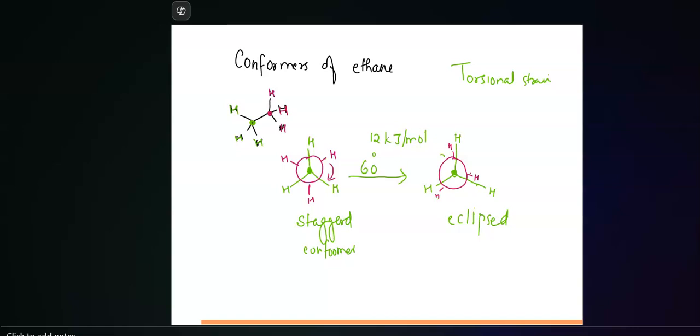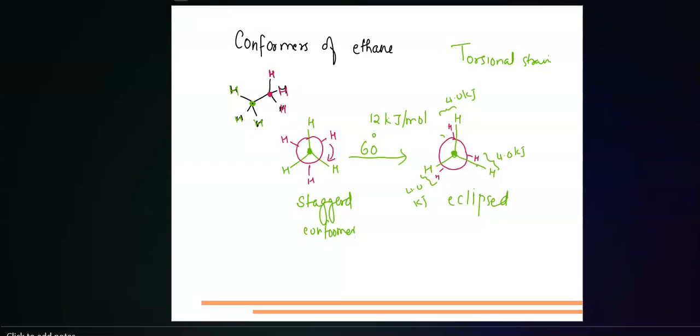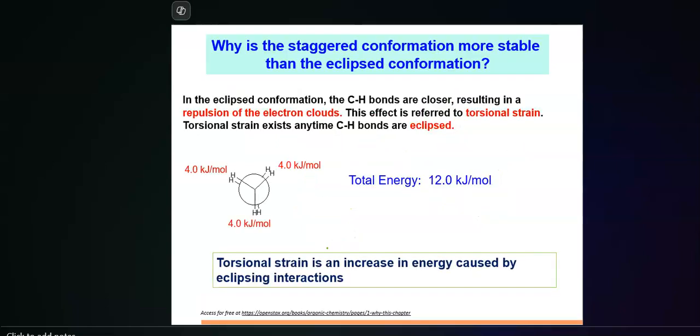Torsional strain is about 4. So when these two interact, it's 4 kilojoules per mole. These two interact, it is another 4 kilojoules per mole, and then these two interact, another 4 kilojoules per mole. So 3 times 4 is 12. That's how you come up with this value of 12 kilojoules per mole, where the staggered is more stable than the eclipsed. And you can extrapolate this to other molecules. As the number of carbon atoms increases, you can see different variations in this conformational analysis. But for propane, it's pretty much similar.